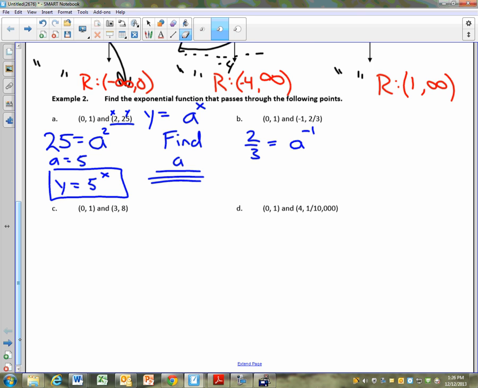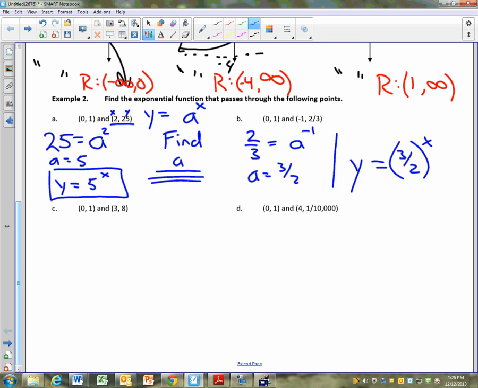Okay. So what number do you take to the negative 1 power to get 2/3? 3 halves. Yeah, to the negative 1 means you take the reciprocal. So a is equal to 3 halves. So my function will be y equals 3 halves to the x power. That is the equation that satisfies those points. It passes through both of those.